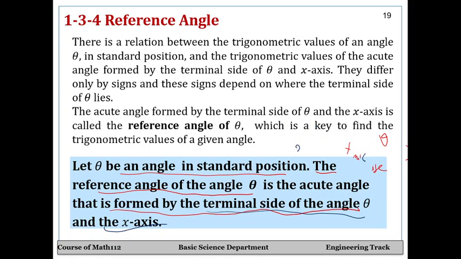So how about having theta in the third quadrant? If theta is here, what's the terminal side?